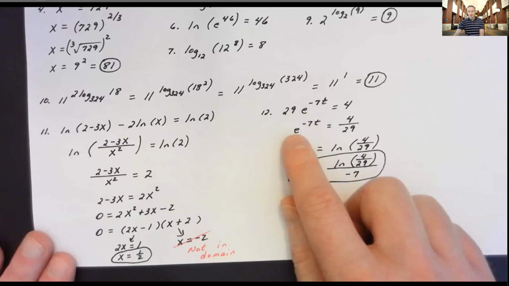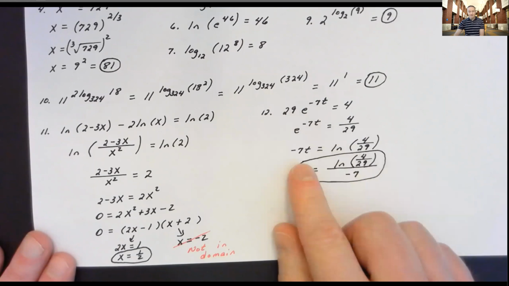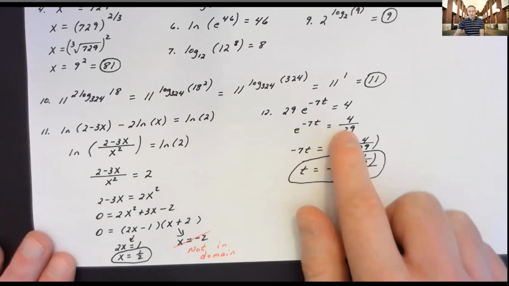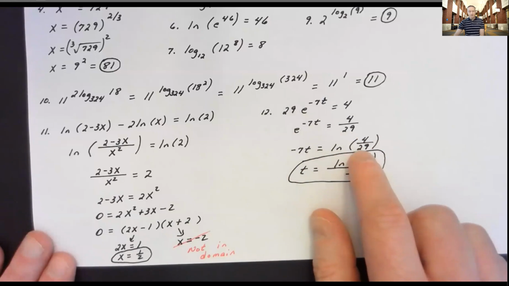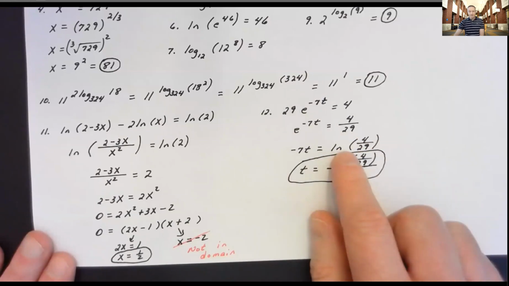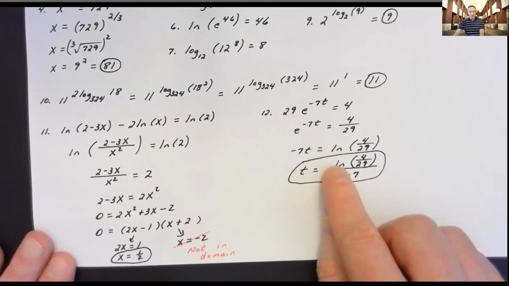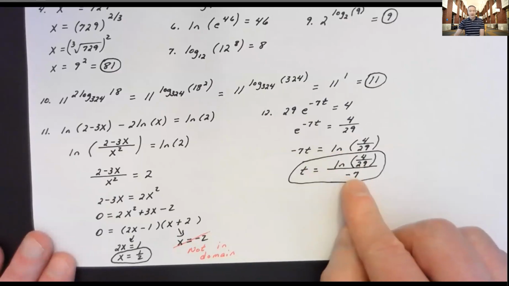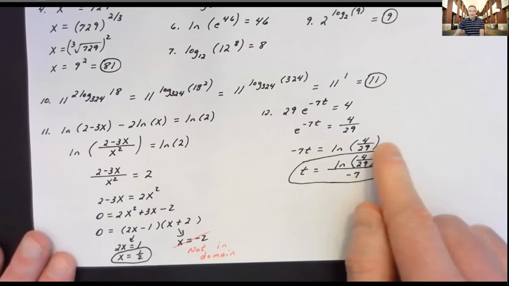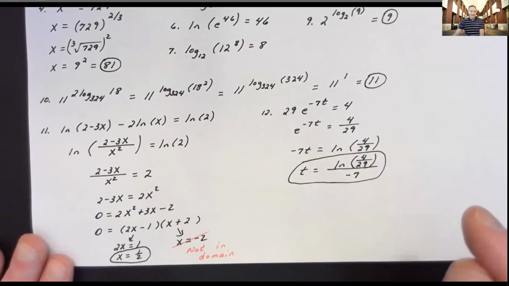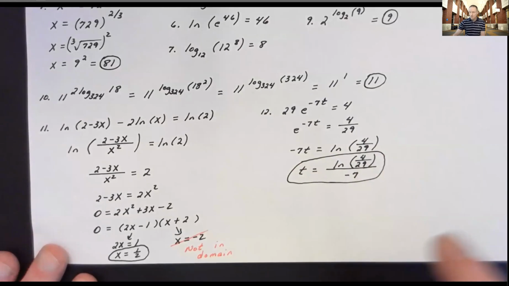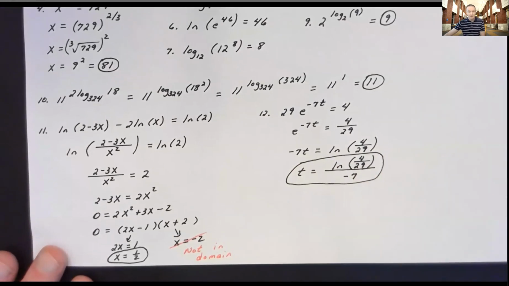When I take the natural log on the left-hand side, the only thing remaining is just going to be that negative 7t. When I take the natural log on the right-hand side, I have the natural log of 4 over 29. So negative 7t is equal to this natural log, so t is going to equal that natural log divided by negative 7. And Achieve is wanting an exact answer here. I would just leave it like that. No need to go to your calculator and get an inferior decimal approximation to that. We want an exact answer there.